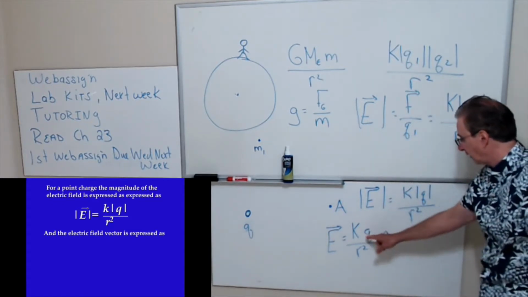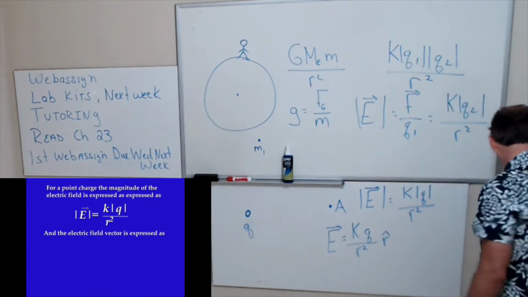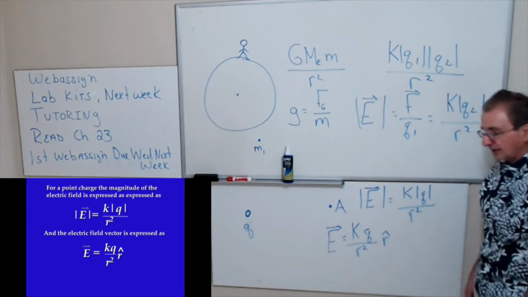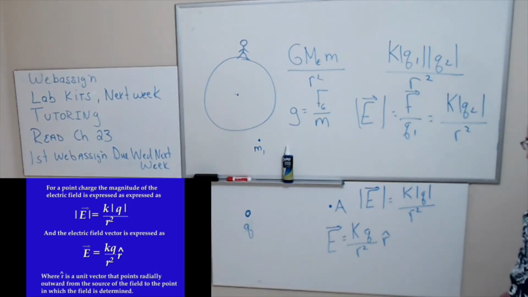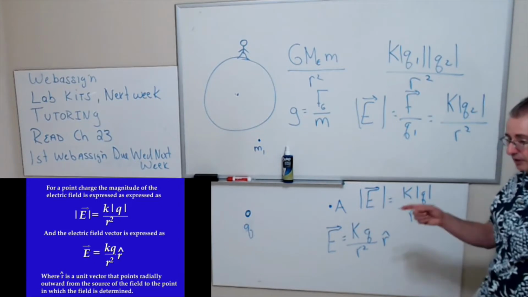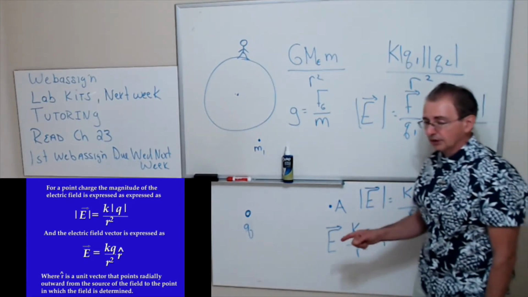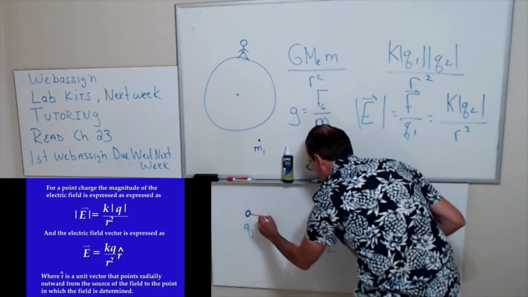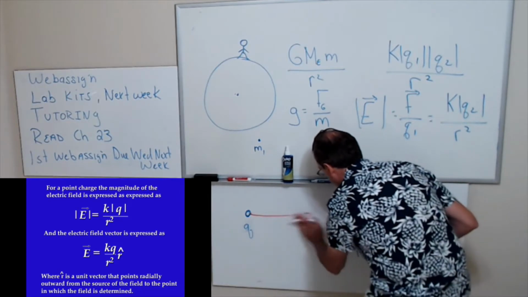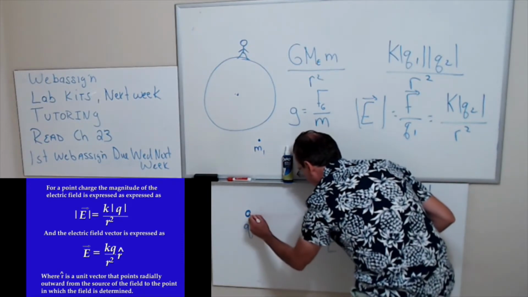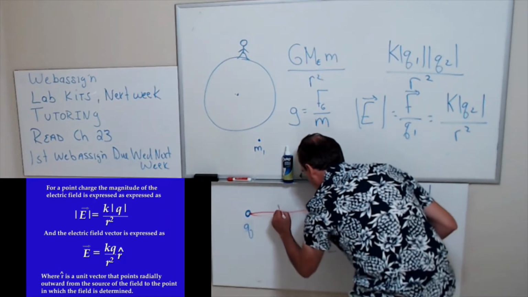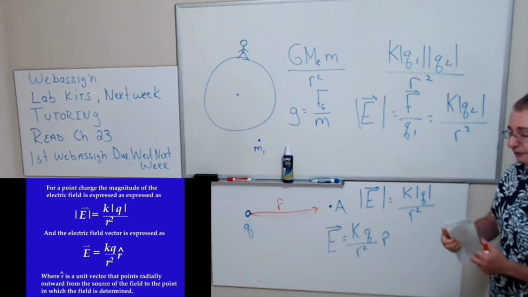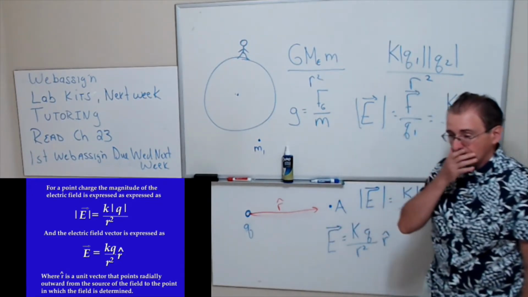The electric field is K. You notice there's no absolute value here, okay? It's K Q over R squared R hat. And R hat, again, is our unit vector. The unit vector points from the source of the field to the point at which it's determined, which means that in this picture, my R hat goes from the source to point A. So I have to write down an equation that represents a unit vector.